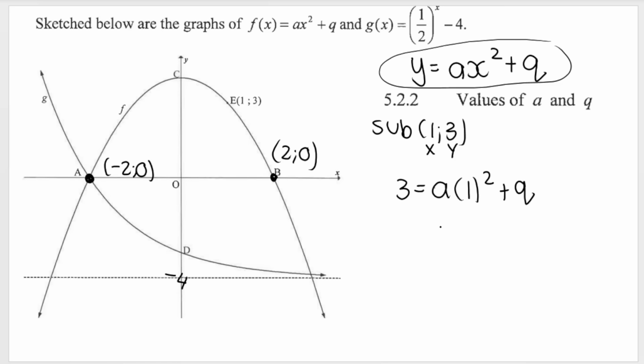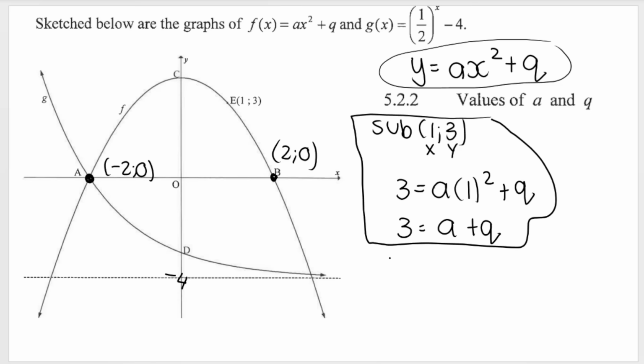Now, that seems like it's not very helpful at the moment because I still don't know what A is. I still don't know what Q is. We can simplify it even. 1 squared is 1. A times 1 is just A. So we got A plus Q equals 3. Doesn't seem helpful. But what I can now do is repeat the steps that I did over here, but I can use a different point and sub it into the same formula.